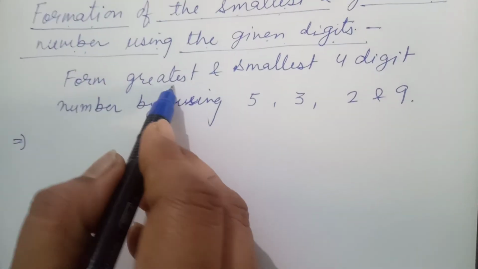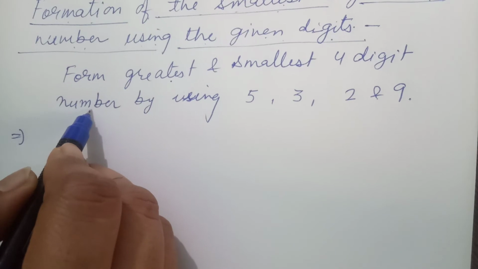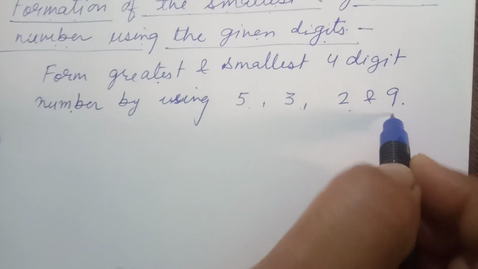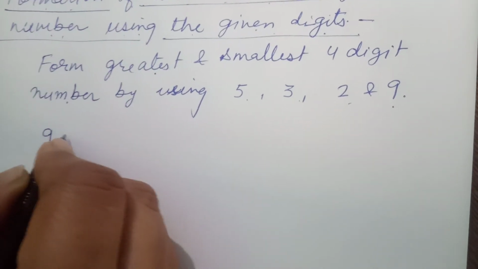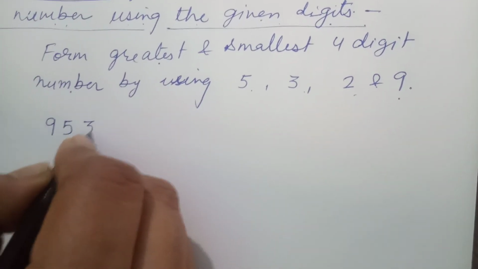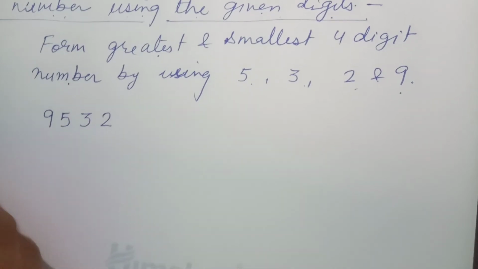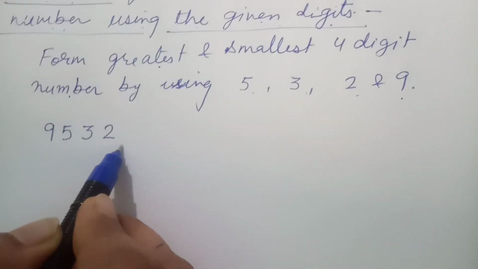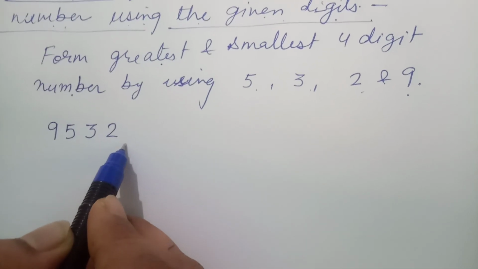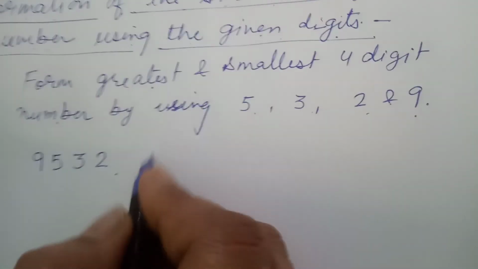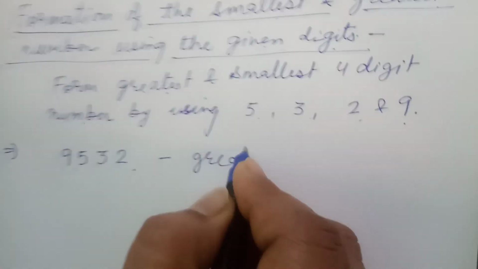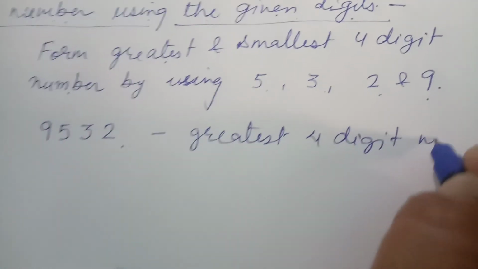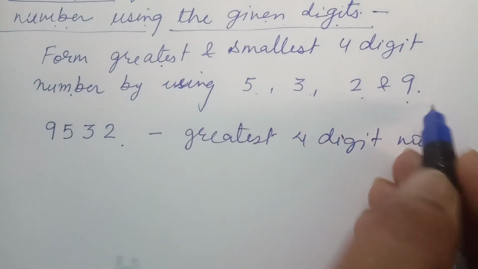While forming the greatest four-digit number, what do we have to do? We have to write these four digits in descending order: greatest, next, 3, 2. What have we done? We have written the four digits in descending order, and we will get the greatest four-digit number by using these four digits.